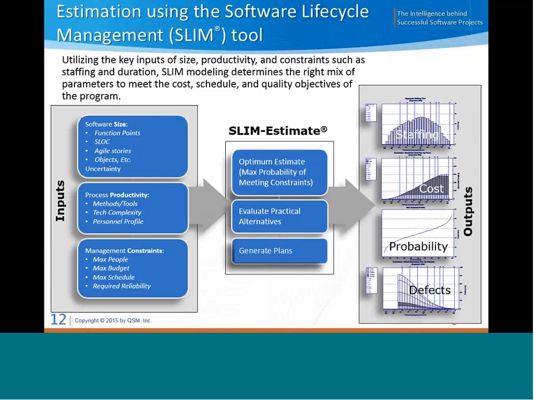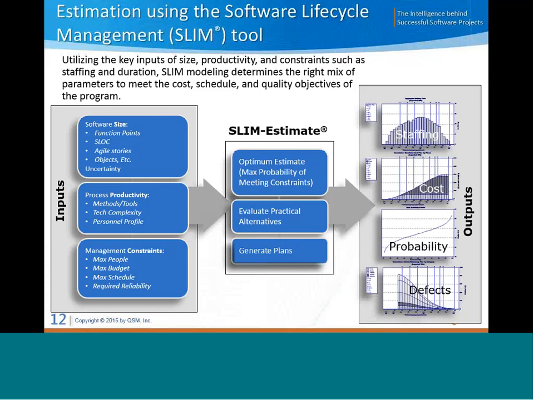And then we can adjust the productivity assumption up or down if necessary based on differences in methods, tools, technical complexity, and personnel profile. For example, if you know the project is going to have a very junior team working on it, or if it's more complex than the typical project in the client environment, then we may adjust the productivity down from the original starting point.